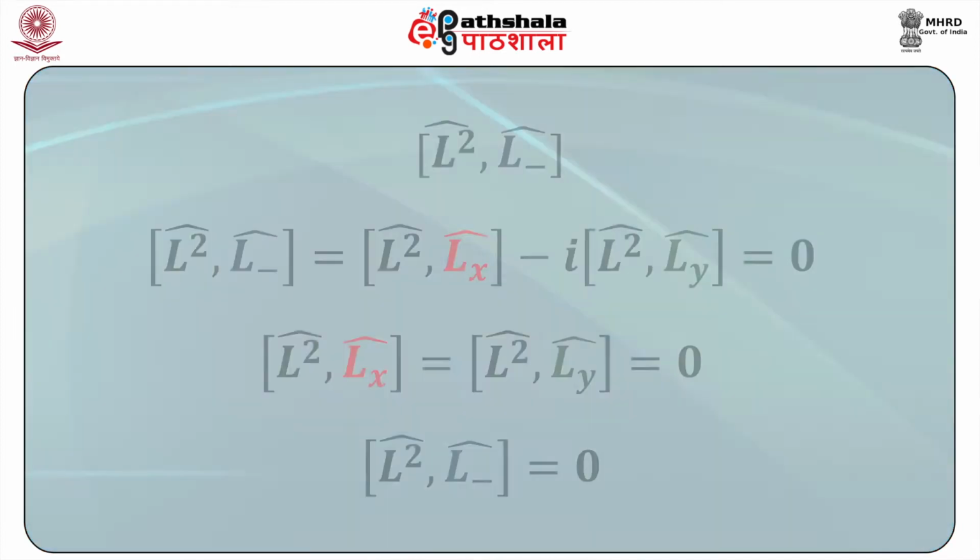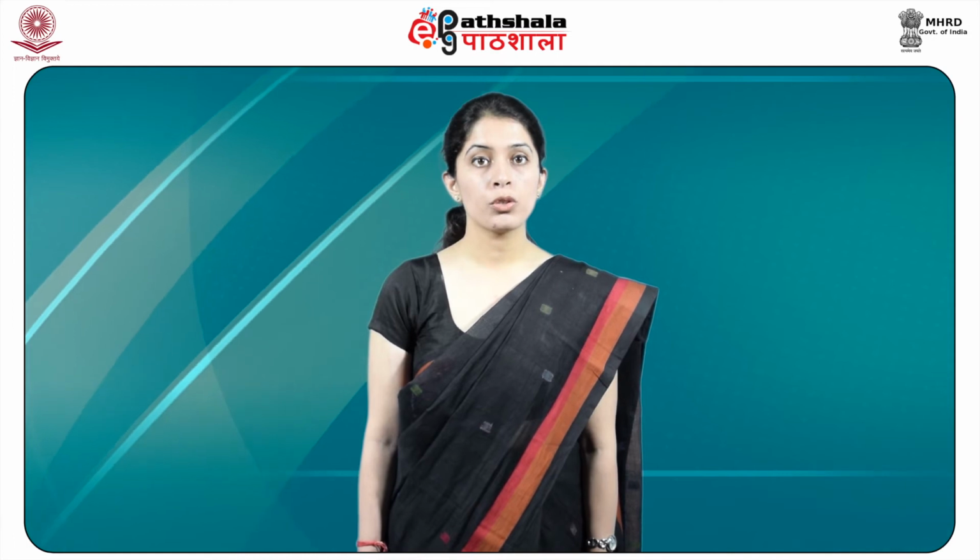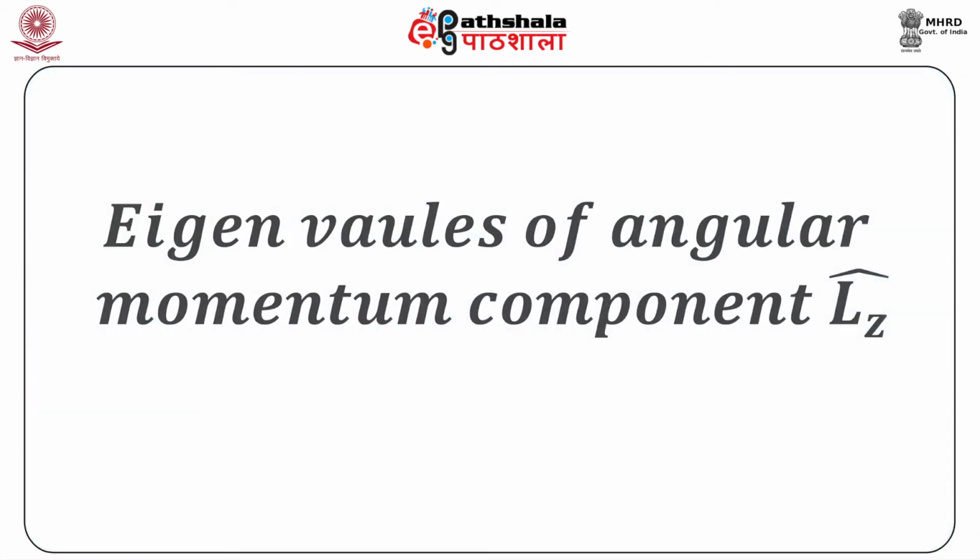Similarly, we derive the commutation relation of L square and L minus, where on substituting the value of L minus, we get the expression [L square, Lx] minus i[L square, Ly]. Again, since we know that the total angular momentum operator commutes individually with Lx and Ly, therefore again the commutator of L square and L minus becomes 0. With this, we now move towards the derivation of eigenvalues of angular momentum component Lz.